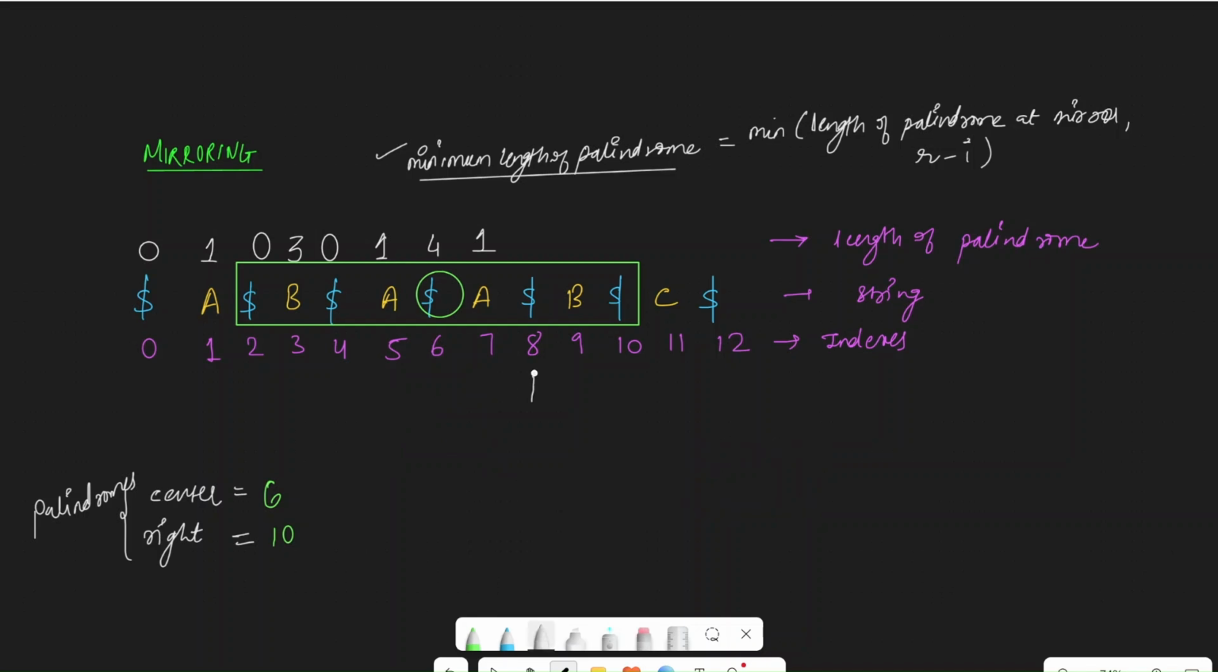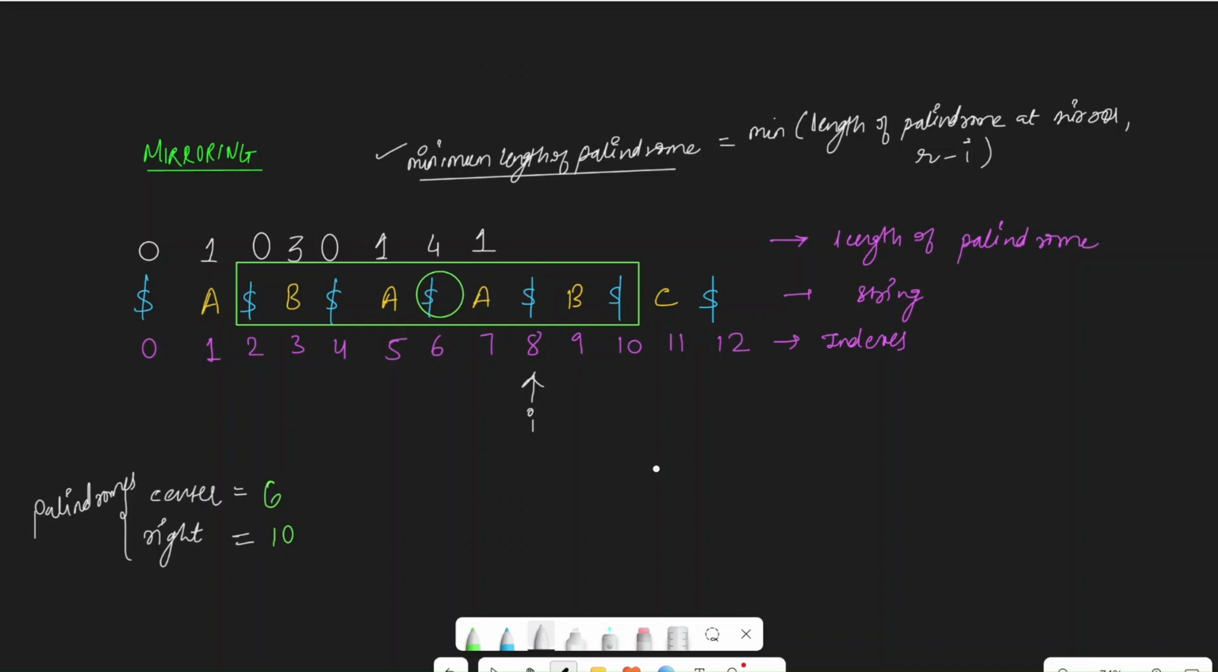Now I will again move our I. So now our I is at location 8. Here again we will check: is our I less than the right boundary? Yes, it is. Our I is 8, our right boundary is at 10. So yes, this is true, and that's when we use mirroring.